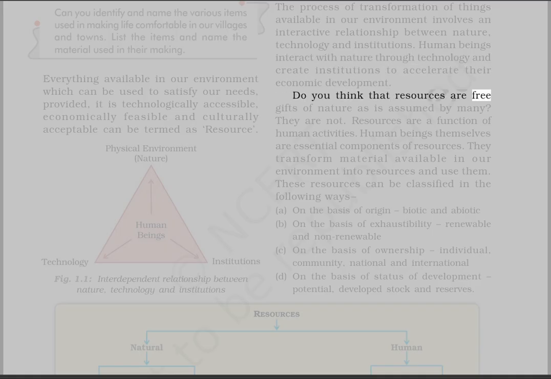Do you think that resources are free gifts of nature as is assumed by many? They are not. Resources are a function of human activities. Human beings themselves are essential components of resources. They transform material available in our environment into resources and use them.